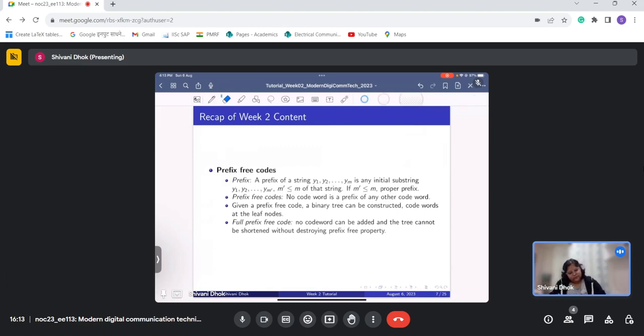And in this, the first thing that was taken was what a prefix is. So it says that if I have a string y1, y2 till ym, then anything before that, this part is known as a prefix of that particular string. That is, if I have y1, y2, y3, y4, then y1, y2, y3 are prefixes of y4. Similarly, y1, y2 is also a prefix of this, and so on. Even this entire string is a prefix of itself.